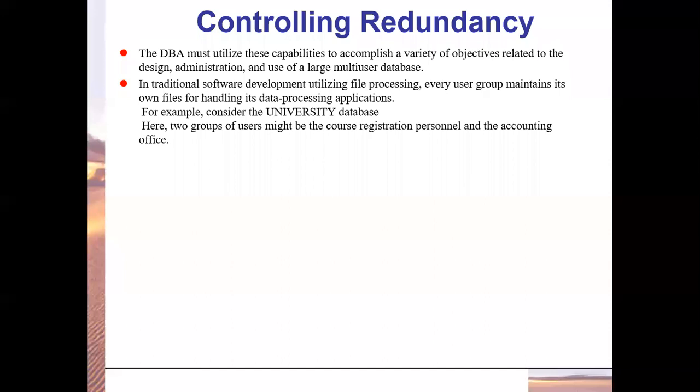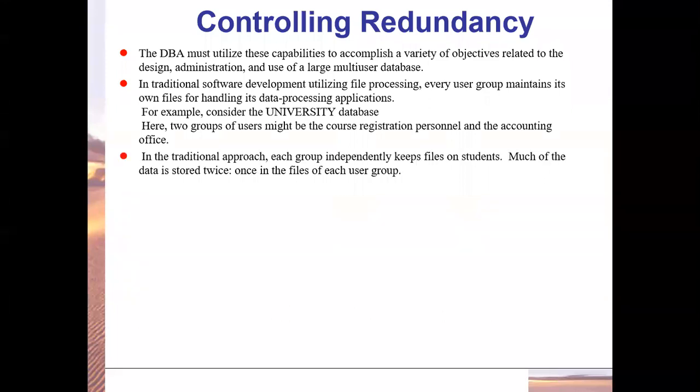So here we are elaborating another example. In the university database, suppose there are two groups of users who are using the same university database. One is the registration people and the second is the accounting office. So what happens is, in the old traditional approach, imagine you are storing this information in the form of a file, or any kind of structures.